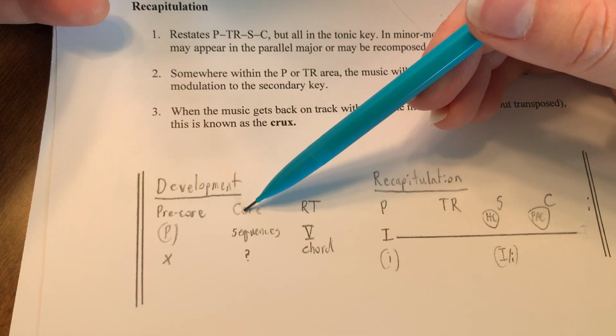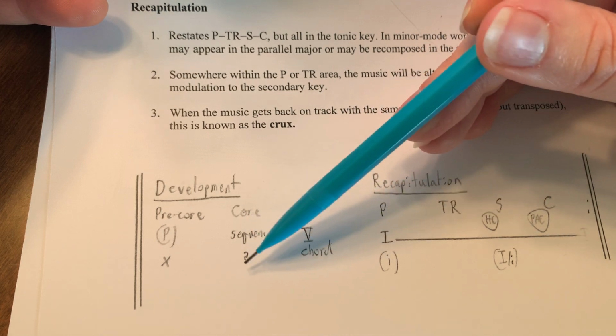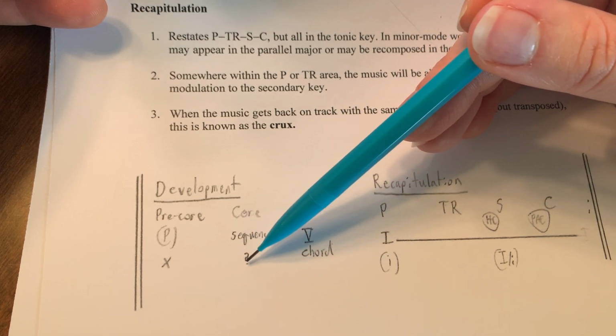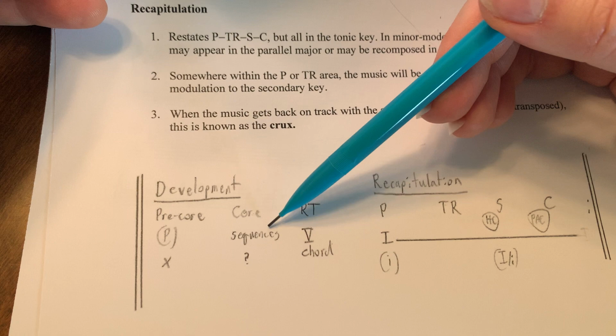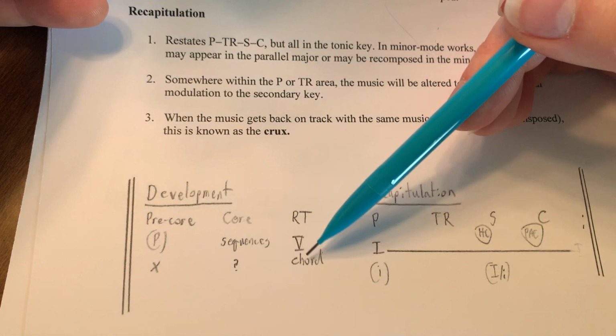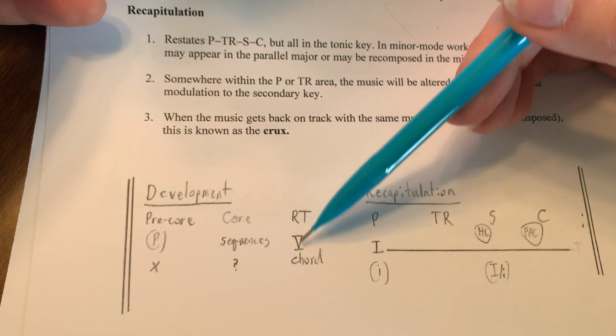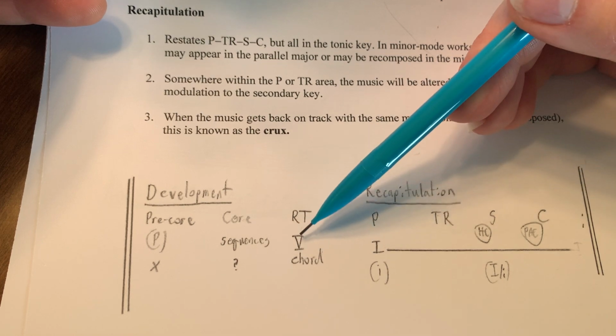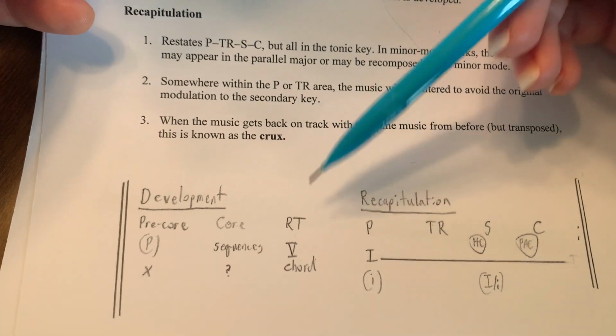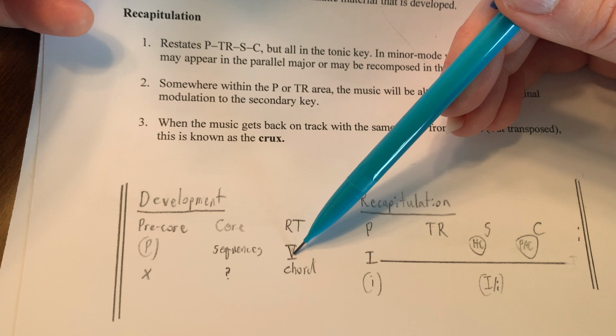So core, all these sequences, I'm not sure what keys they're going to be, and we're going to get a little thematic fragmentation. And then the retransition is the music around the arrival of the 5 chord. It can be difficult to know where to place this. I would just say no later than the arrival of the 5 chord.